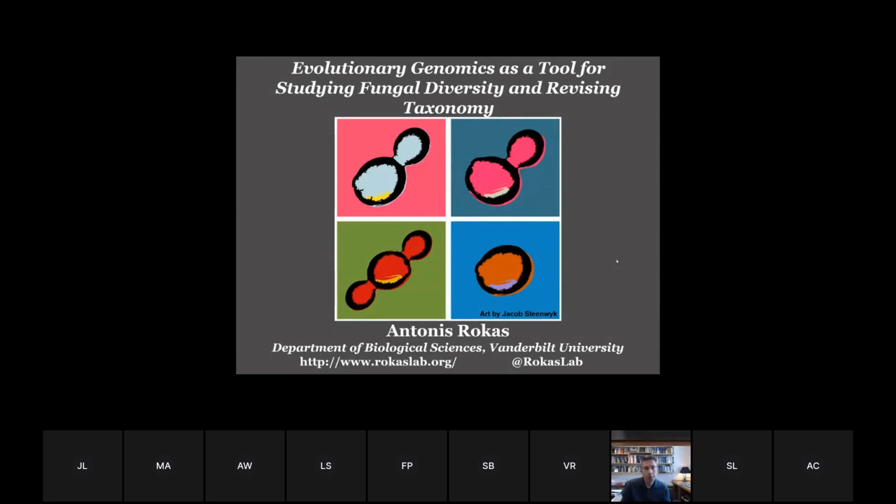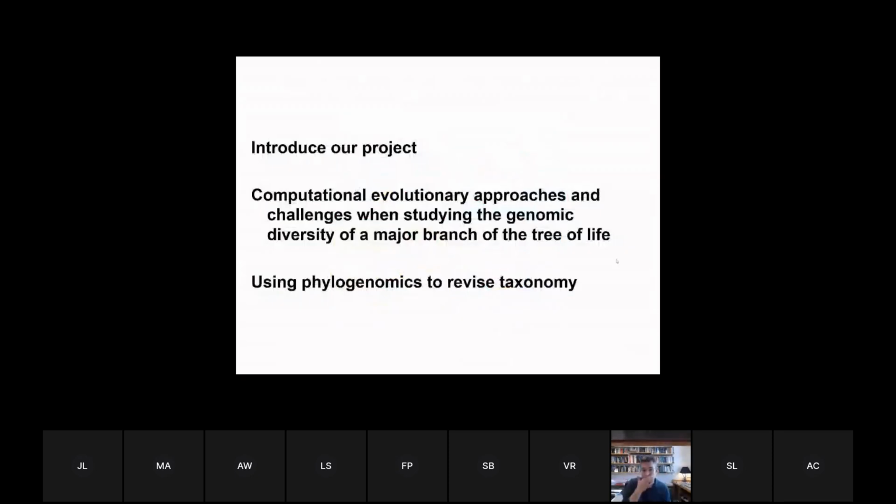I'm an evolutionary biologist, so our approach and our utilization of genomics is tainted by our interest in evolutionary projects. What I'm planning to do in the next 25 minutes or so is introduce our project, emphasize a little bit the computational evolutionary approaches that we've used for studying what we think is a major branch of the tree of life, and some of the interesting challenges we've encountered.